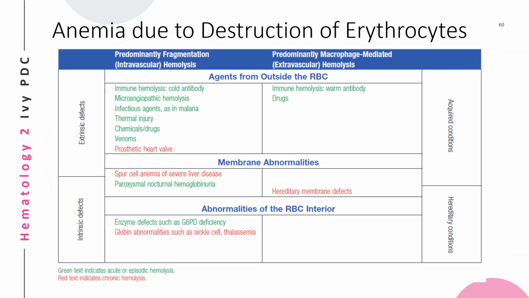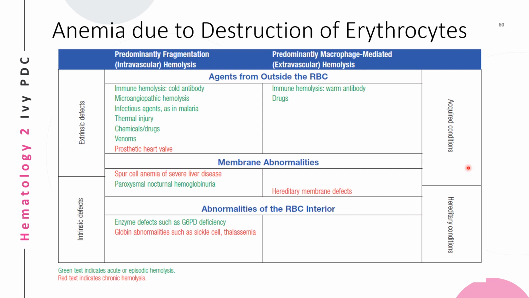The next slide shows a table that has been lifted from Rodak's Hematology book. It shows the classification of selected hemolytic anemias by primary cause and by the type of hemolysis. Some conditions may exhibit mixed presentations under certain circumstances, but what is evident is that hereditary conditions, that would be hereditary membrane, enzyme defects, and globin abnormalities, lead to chronic hemolysis, and these are the ones in red letters.